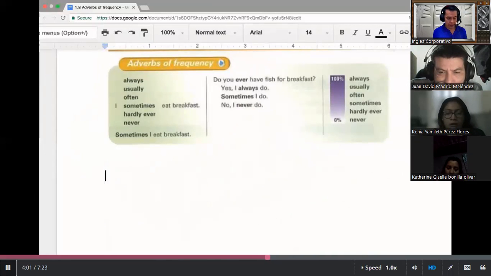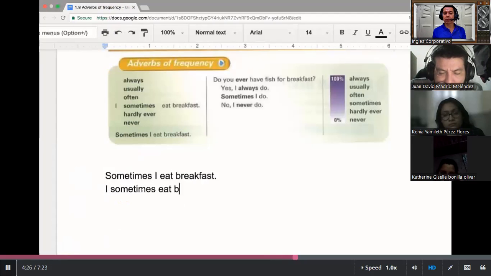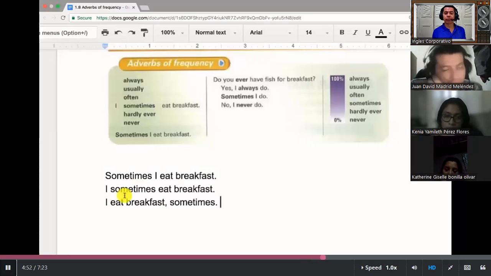I would like to show an exception to this rule. If you notice the example, sometimes I eat breakfast. With the adverb of frequency, sometimes, you may put that at the beginning, just like you see on the example. Sometimes I eat breakfast. You may also say, I sometimes eat breakfast, just like we've learned in this class by putting the adverb of frequency after the subject. And finally, you may say the following. I eat breakfast sometimes. You can put the adverb of frequency at the end of your sentence.